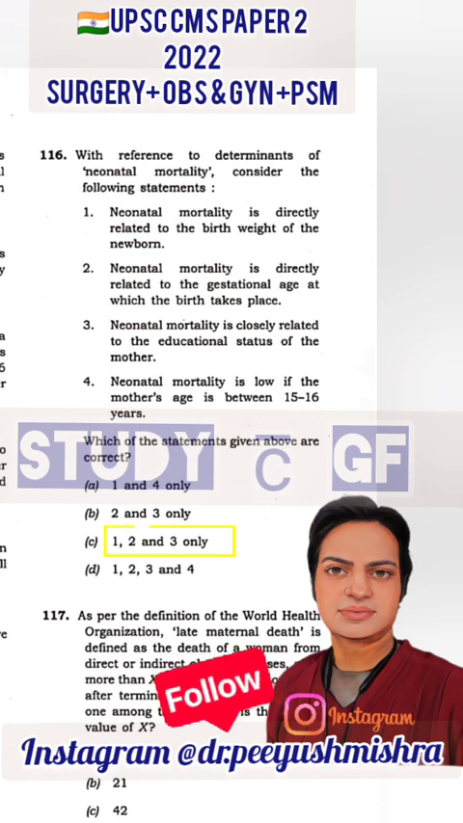With reference to determinants of neonatal mortality, consider the following statements. Neonatal mortality is directly related to the birth weight of the newborn. Neonatal mortality is directly related to gestational age at which the birth takes place. Neonatal mortality is closely related to educational status of the mother.